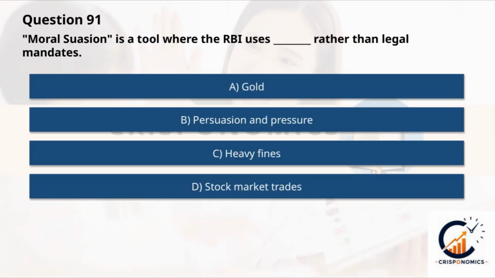Here, we're looking at the concept of moral suasion, a tool used by the Reserve Bank of India. Instead of relying on strict legal mandates, moral suasion involves using persuasion and pressure to influence behavior. It's about guiding decisions through encouragement rather than force. So, the key idea is that the RBI prefers to nudge rather than command, relying on influence over regulation in certain situations.